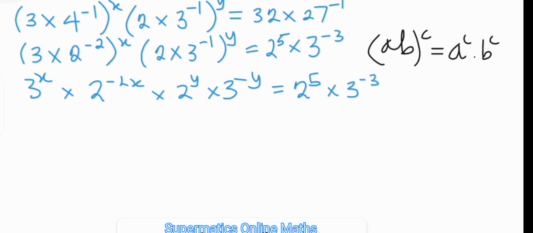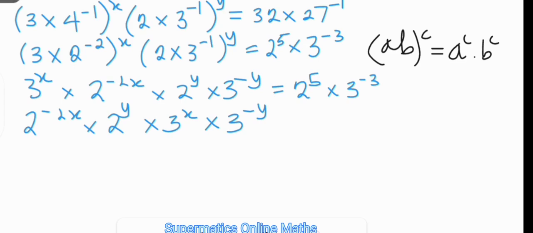And the next thing we do here is to organize the like bases. So the bases having 2, we've got 2 to the power of negative 2x times 2 to the power of y, and the bases of 3, that would be 3 to the power of x times 3 to the power of negative y, and this is equal to 2 to the power of 5 times 3 to the power of negative 3 on the right hand side.